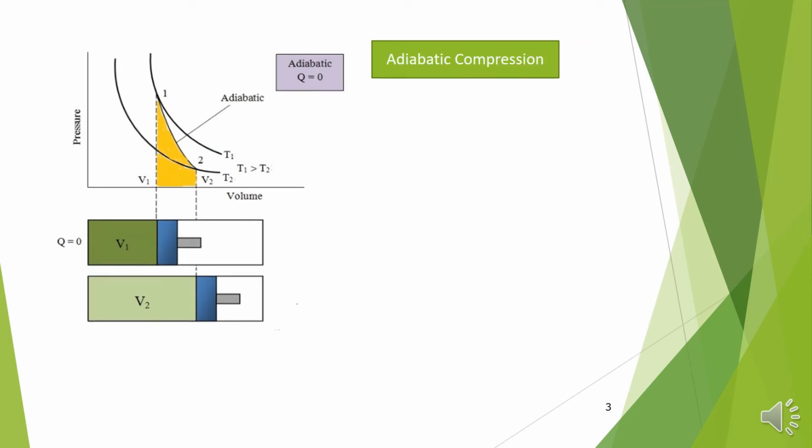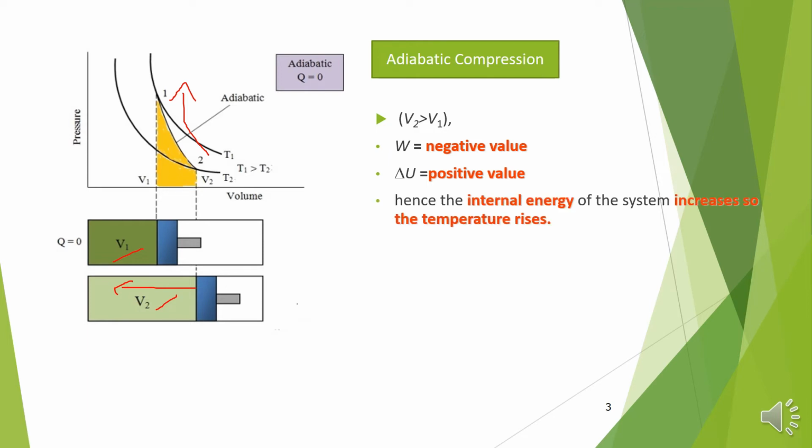Now, adiabatic compression. See the diagram here. Compression happens from point 2 to point 1. From V2, it will compress this way from big to small volume V1. So here V2 is greater than V1. The work is done on the system, that's why W is negative, but delta U is positive. The internal energy of the system increases, so the temperature rises.